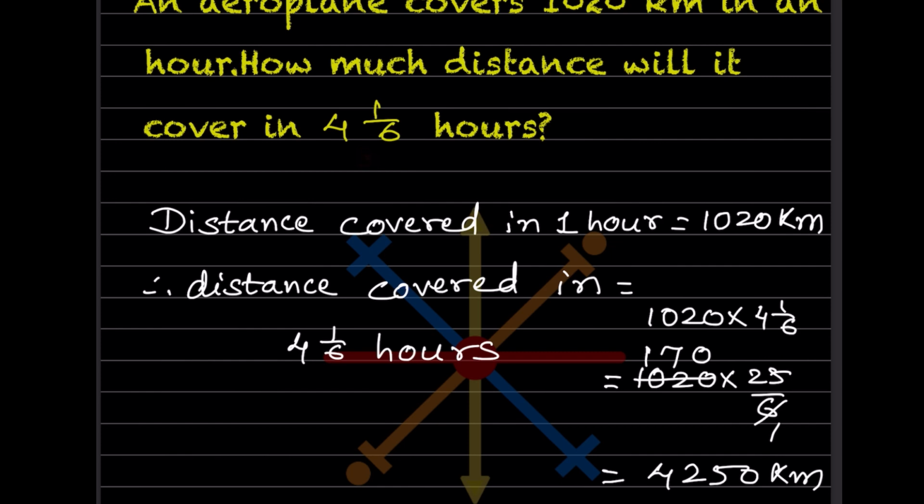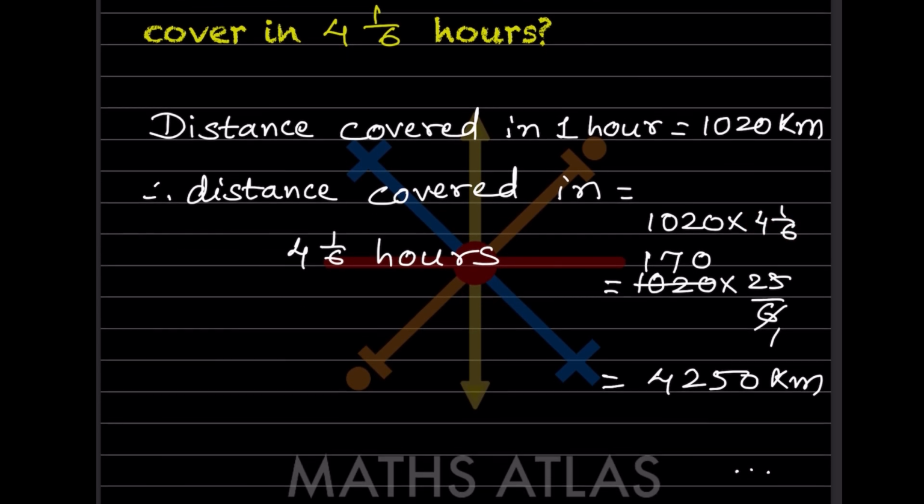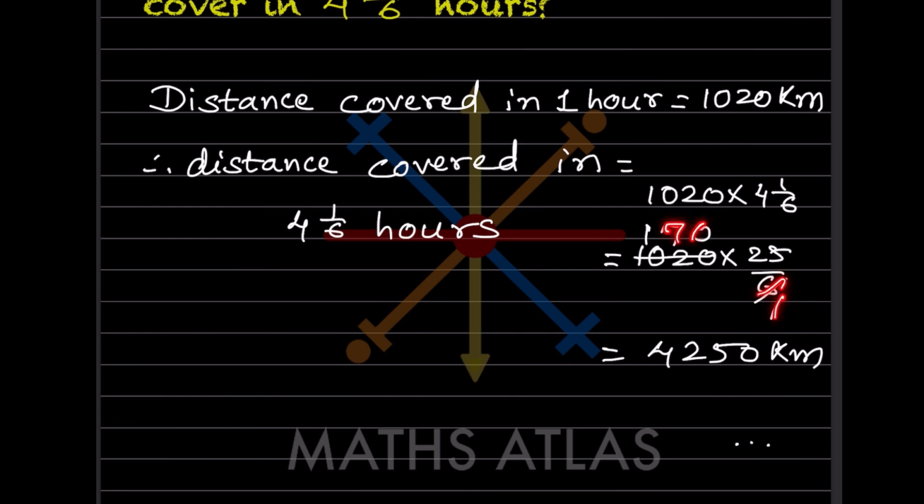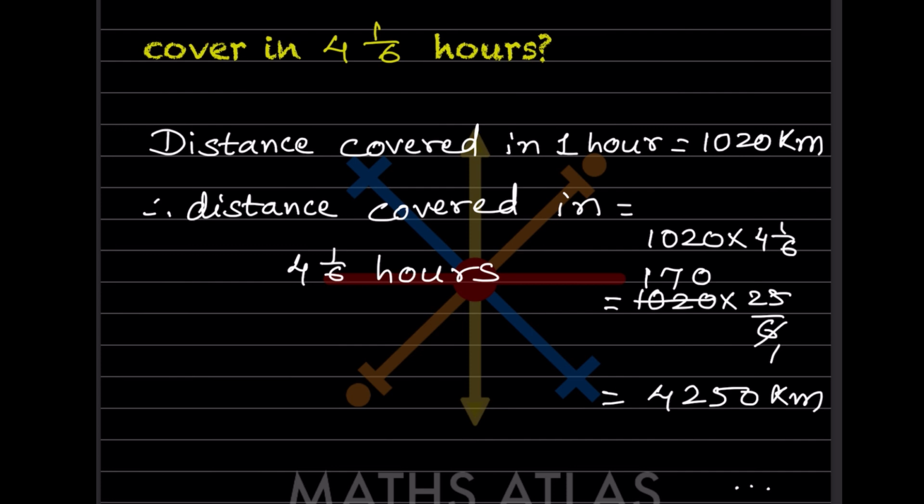So now again here, for 1 hour it is 1020 kilometers. So for 4 1/6 hours, how much is it going to be? Again here you are going to multiply. So this is going to be 25/6. So now this goes with 6, that will be 170. 170 into 25 is going to be 4250 kilometer. So you can write one sentence: therefore the distance covered in 4 1/6 hours is 4250 kilometer.